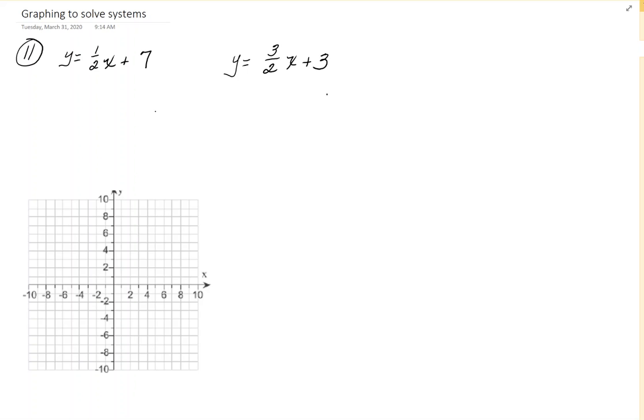A system of equations is nothing more than a collection of equations. In problem number 11 of your homework, I have equation number 1 and equation number 2. The system has a common solution by finding the point that is a point on each one of these lines. So I'm going to graph both of them and look for the point of intersection.